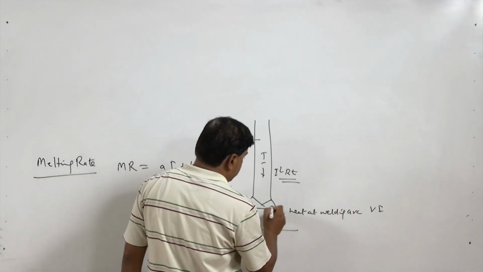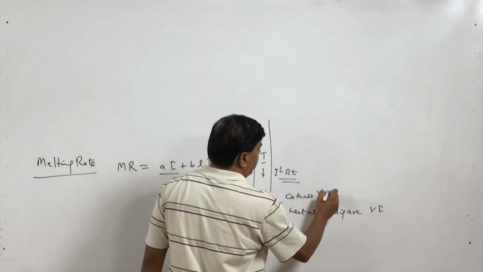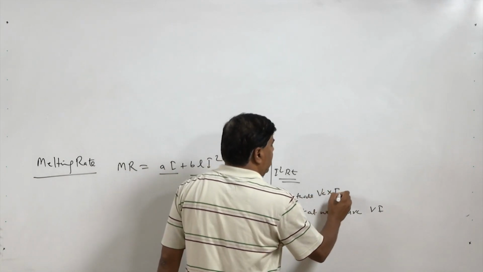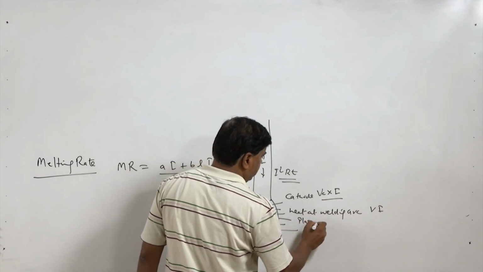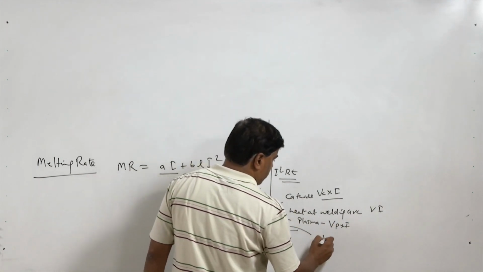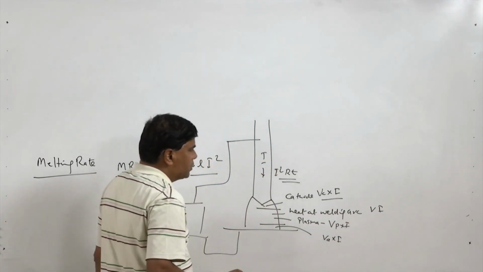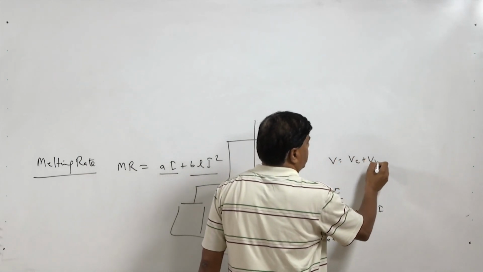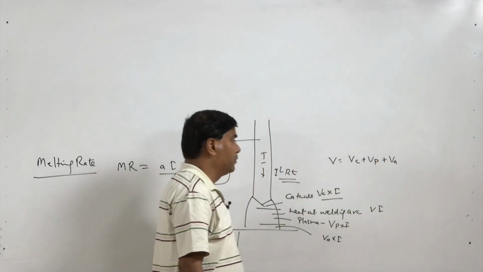One is the heat generated in the cathode drop zone, which is obtained from Vc, the voltage drop in the cathode drop zone, and the welding current I; then the voltage drop in the plasma zone, that is Vp into I, and the anode drop zone, Va into I, the voltage drop in the anode drop zone. So, basically this voltage drop is the sum of Vc, the voltage drop in the cathode drop zone, Vp, and Va, the voltage drop in the plasma and anode drop zones.